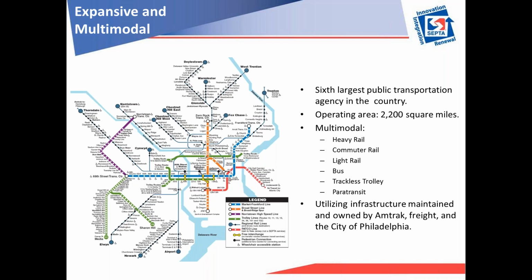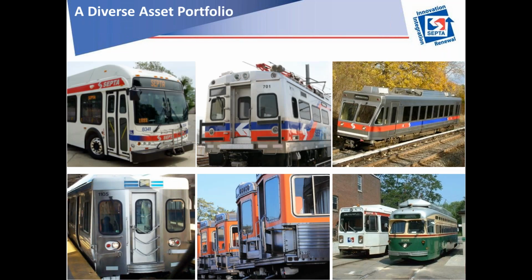The result of that consolidation is that we are an expansive and truly multimodal transit system. We're the 6th largest in the country. We operate over 2,200 square miles, over 7 counties and 3 states. We operate heavy rail, commuter rail, light rail, bus. We have trackless trolley, interurban rail, and a paratransit or demand response service. And one of the things that makes asset management even more fun is that we utilize infrastructure that isn't necessarily maintained by us. We share assets with Amtrak, with the freight railroads, with the city of Philadelphia, to name a few.